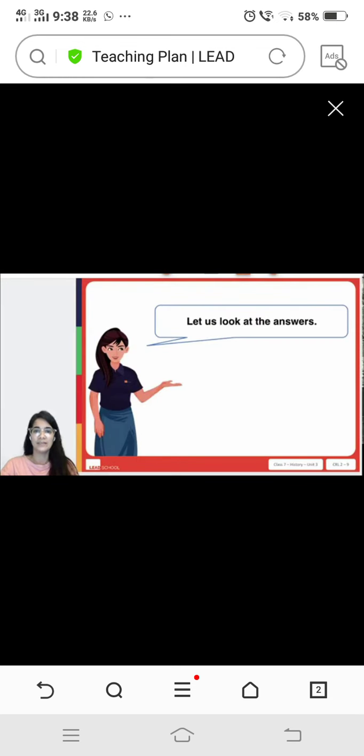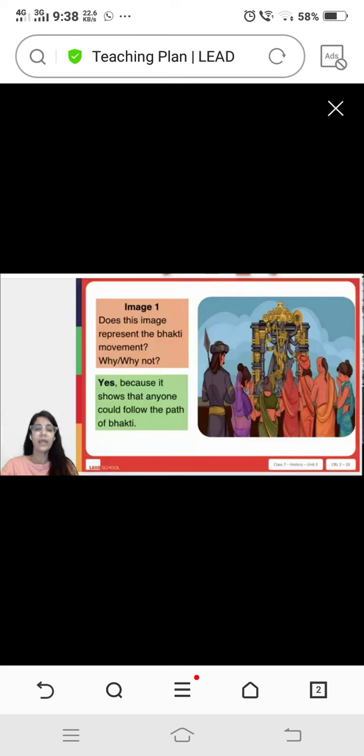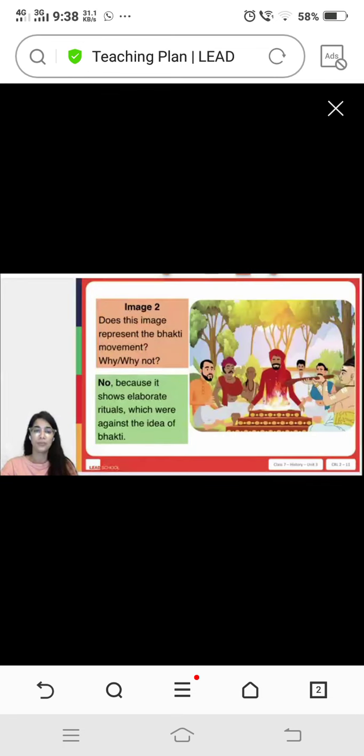Now let's take a look at the answers. Image 1 represents Bhakti because it shows that anyone could follow the path of Bhakti. Image 2 does not represent Bhakti because it shows elaborate rituals, which were against the idea of Bhakti.